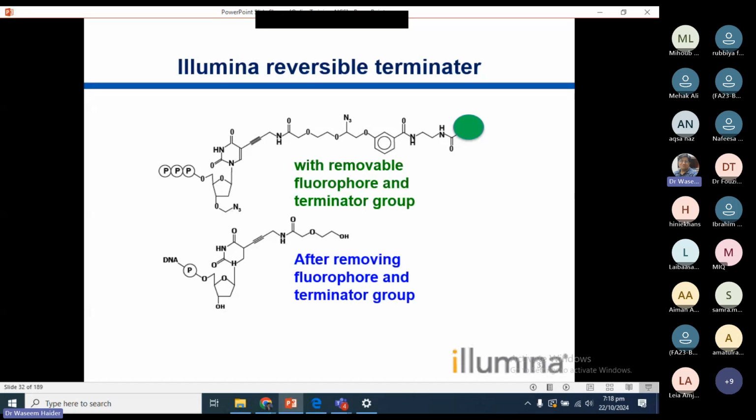So Illumina came up with another wonderful thing here. They retained the concept of those dideoxyribonucleotides, but rather than going with the dideoxy thing, they put N3 here. They did not suffocate that molecule, and they also incorporated that fluorophore. That fluorophore was already there in Sanger. So they came up with reversible terminators, replacing H by N3.